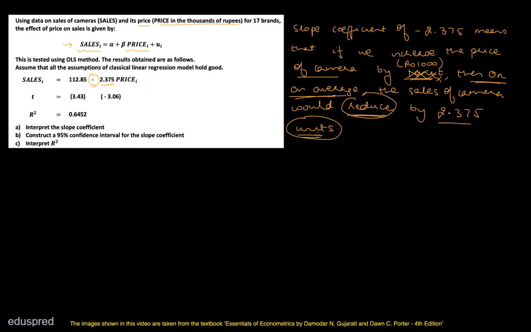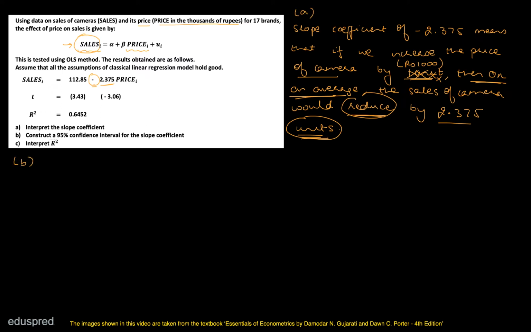Now over here, are we given any particular unit of the dependent variable? That is, are we given any particular unit of this sales variable? Well, there is no particular unit given for this variable, so I can leave it like this only. Okay, so that's your part number A. Let's move to part number B now.